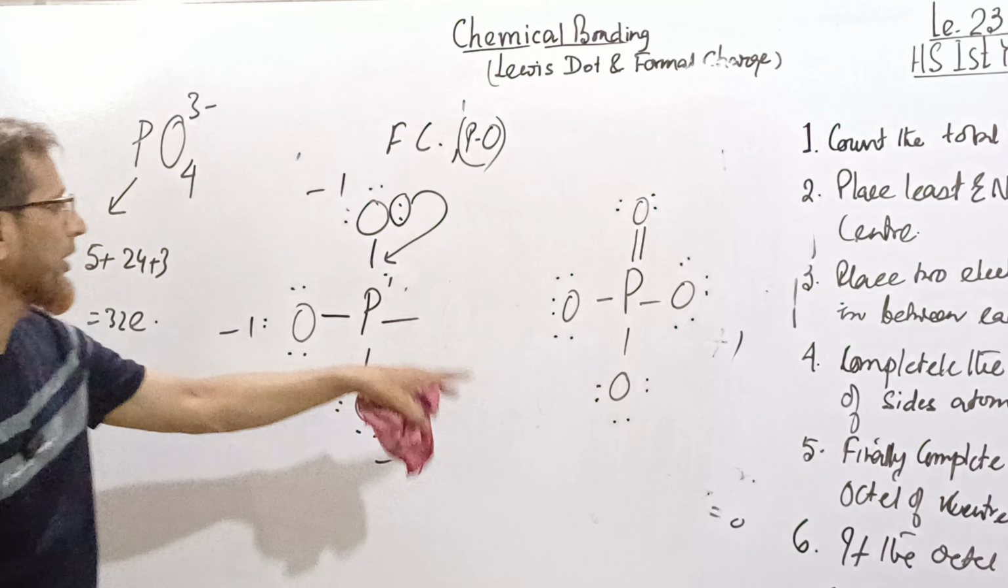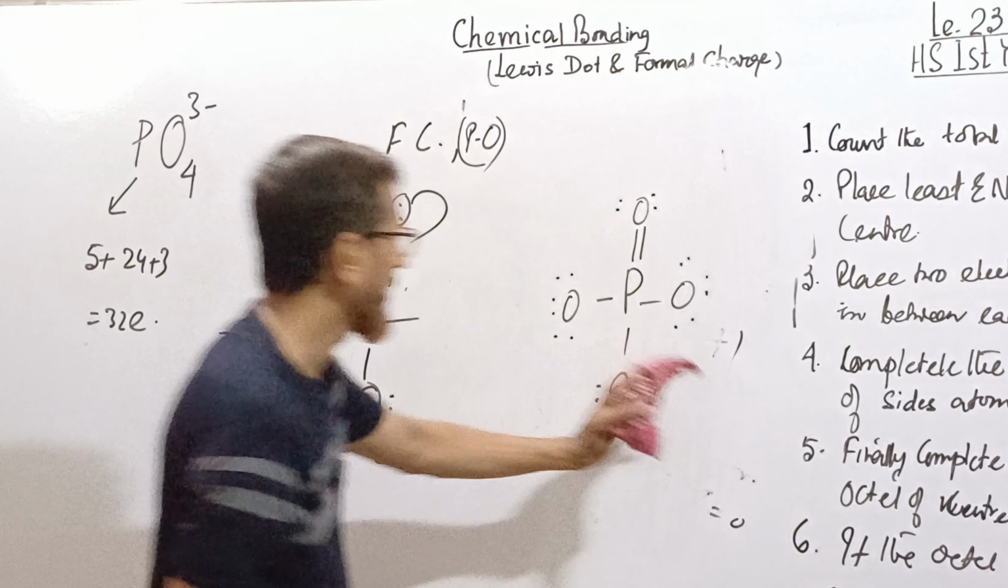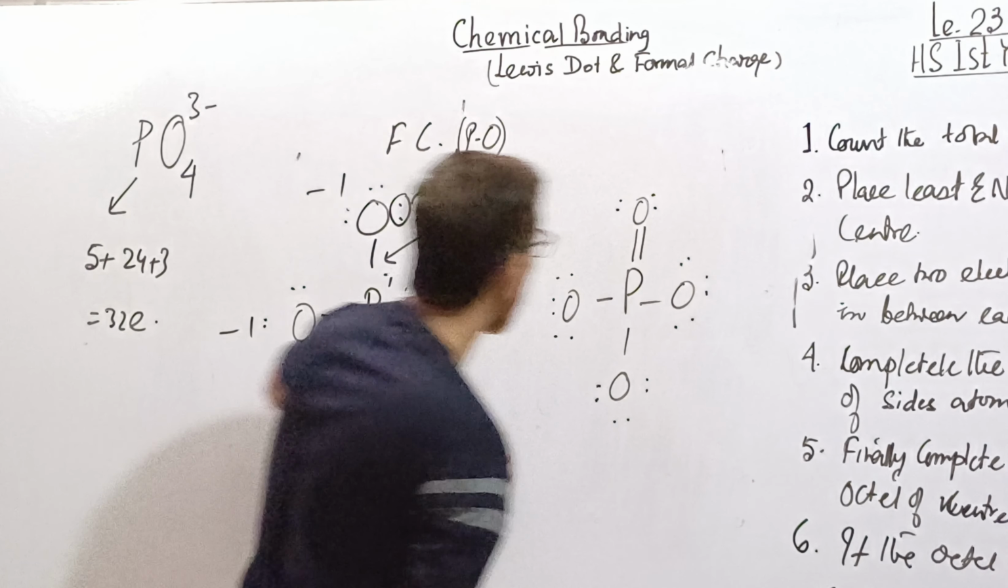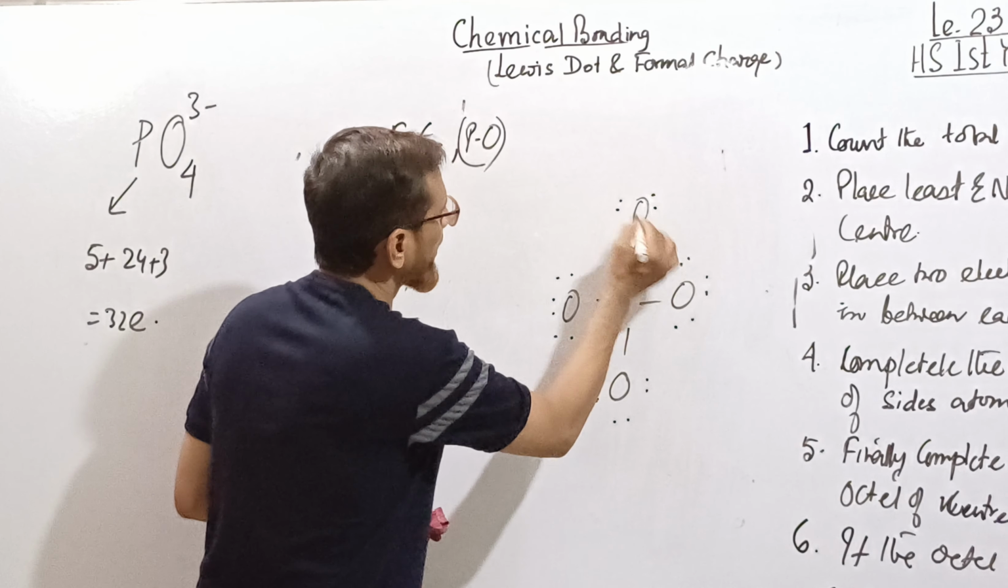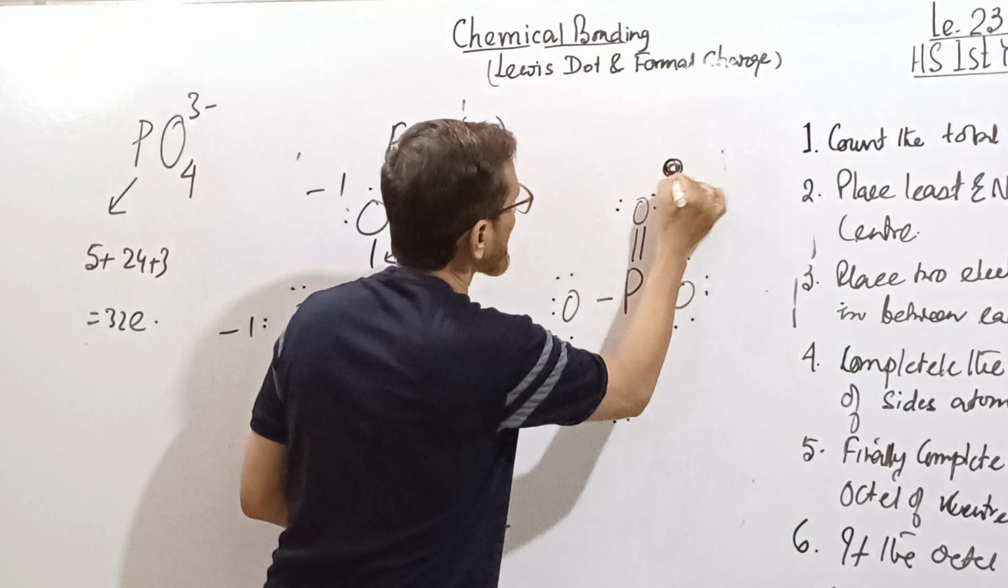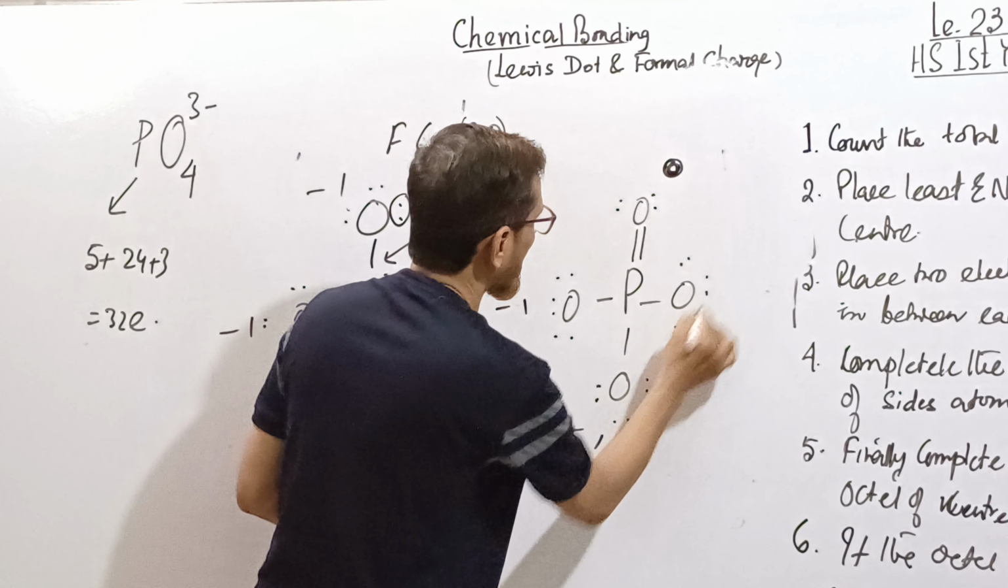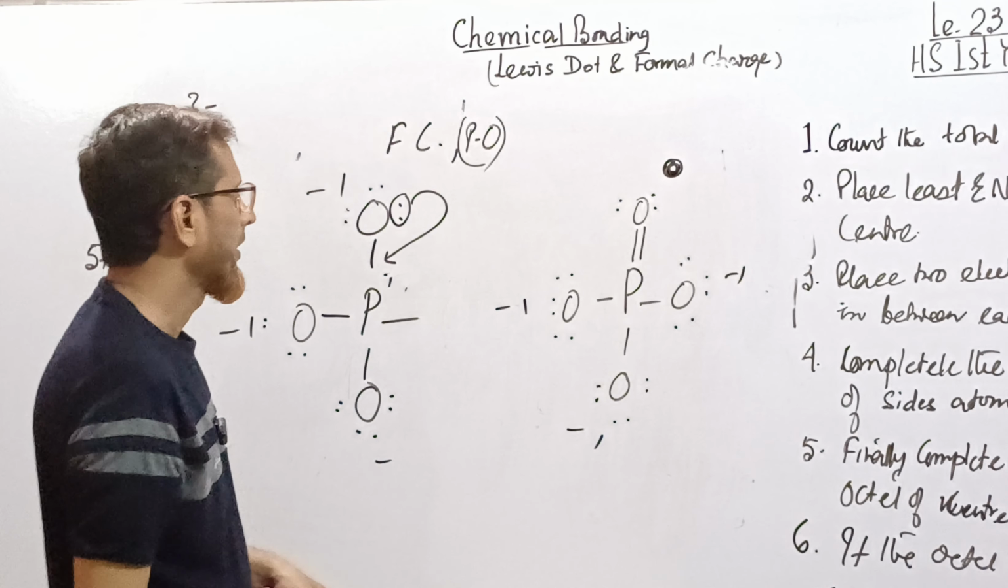Again you see we have got 32 electrons. So now come to this point. This is 0. This is -1. This is -1. This is -1.